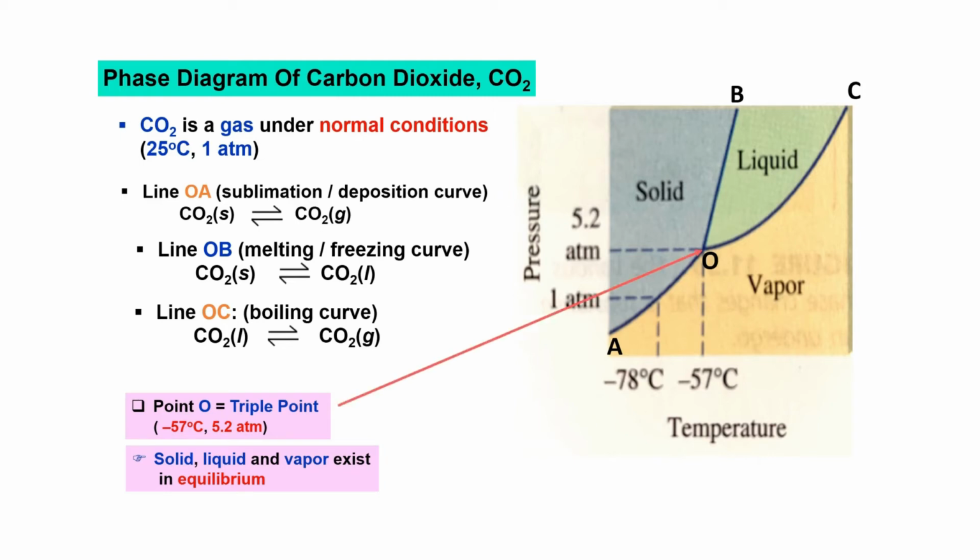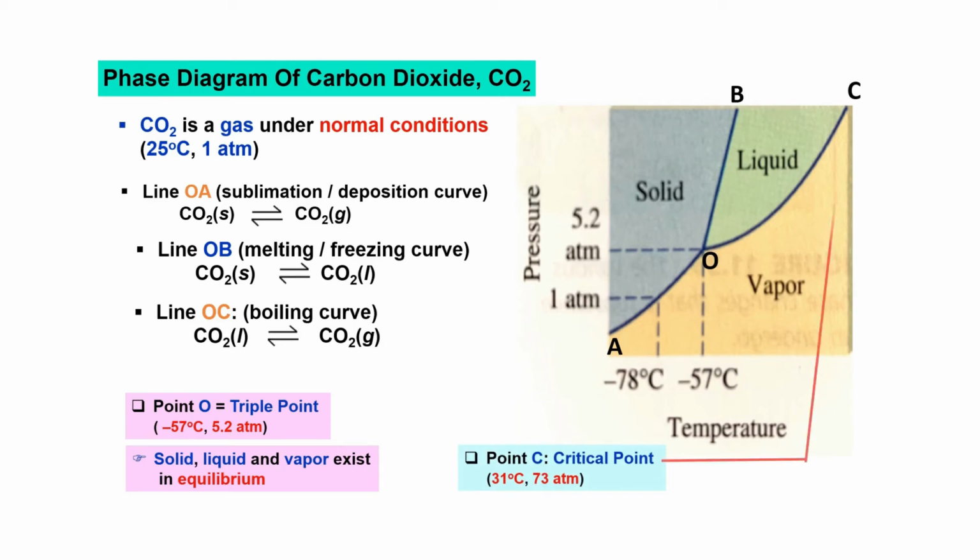Another point that you can see here is point C, which we call the critical point. We cannot see the value, but actually the critical point for carbon dioxide is at 31 degrees Celsius at 7.3 atm.